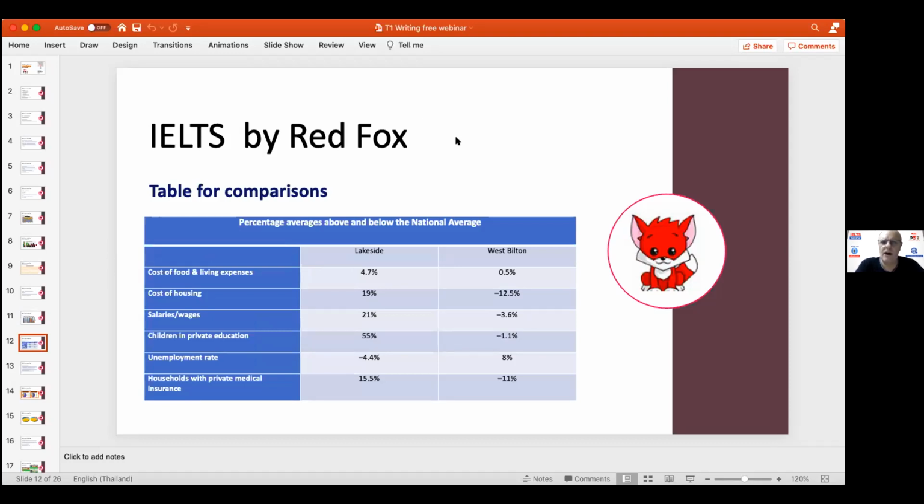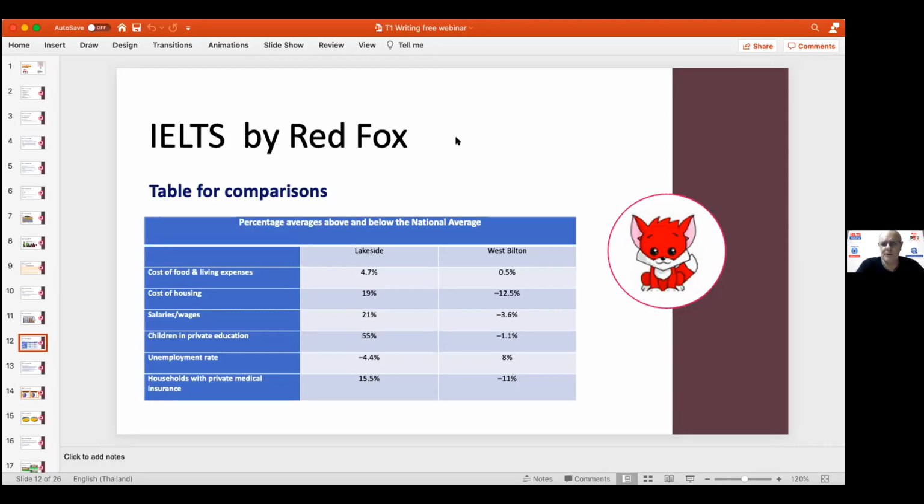It's really quite a hard question to get to grips with, because we have comparisons between two different cities, but each of them are also compared with the national average in terms of expenditure percentage. So when we see minus 12.5, this means below the national average. So we're comparing this West Bilton figure for cost of housing with the national average, but we're also comparing it with the other city, which is substantially above that average. So again, they're quite difficult in grouping the information and then in making the comparisons. But of course, we have to just try our best here and see what it actually is.